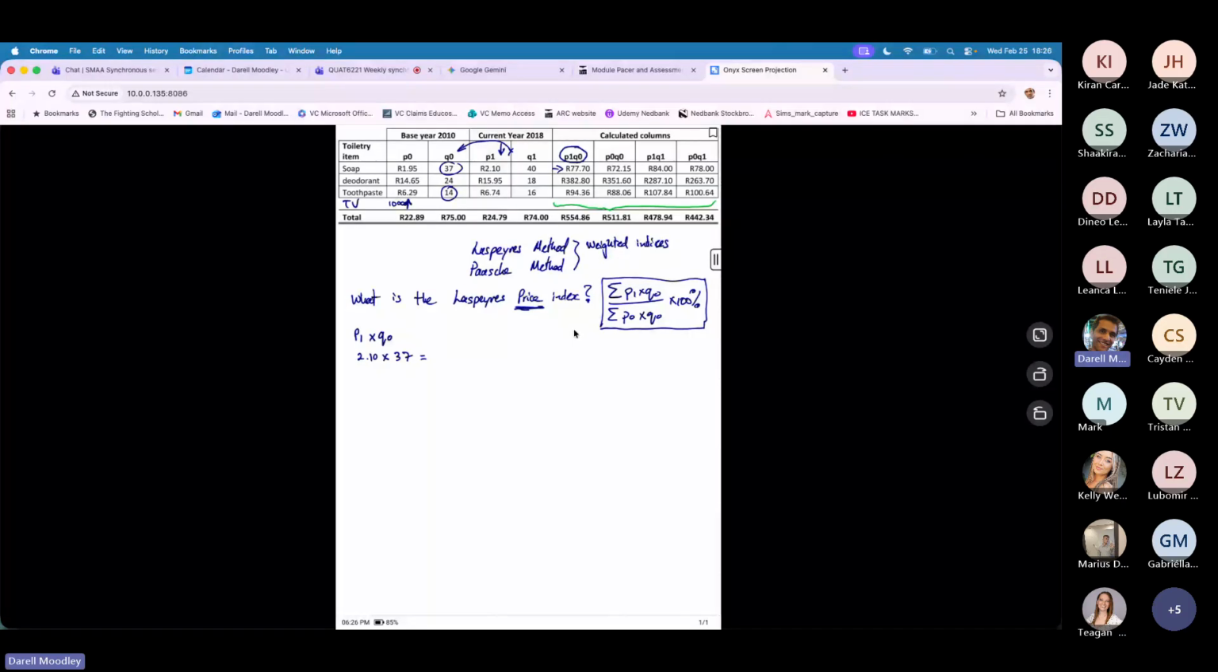I'll do it for the next item as well. Now remember, we're doing P1 times Q0. The next row is 15 Rand 95 times the respective Q0 in that row, which is 24. If I do that, I will get this value here, 382.8. And I do that for every row, multiplying P1 times Q0. In the exact same way, I'm going to do the same thing for P0, Q0.